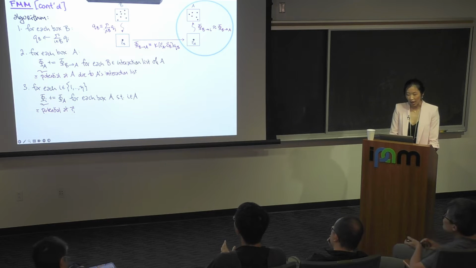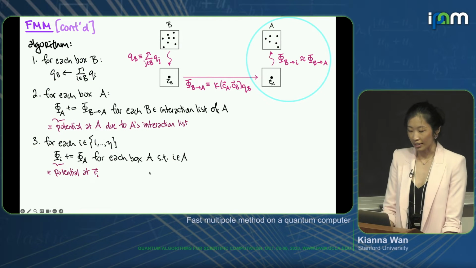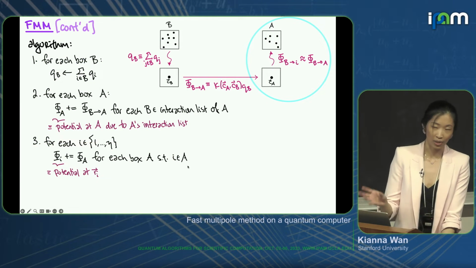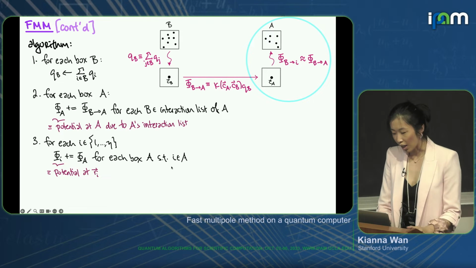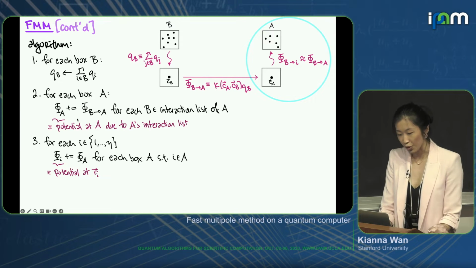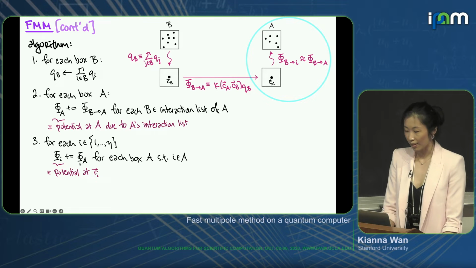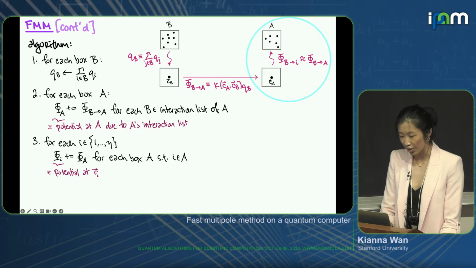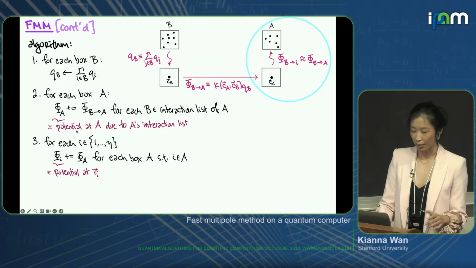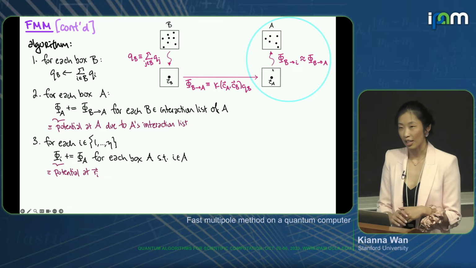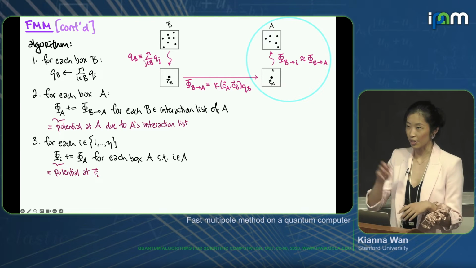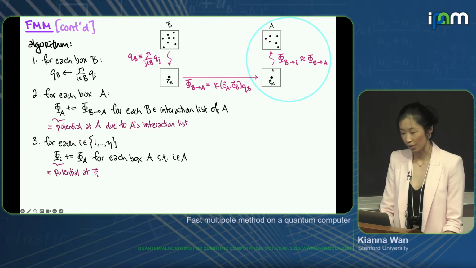So for each particle I, we consider all the boxes A that particle is in. Remember, each particle is in one box at each level. And in step 2, we computed the potential at each of these boxes due to its interaction list. So we add up all these contributions to phi sub I, and this corresponds to the third step in the approximation scheme, where we took the potential at the center and just assigned it to all the particles in that box.